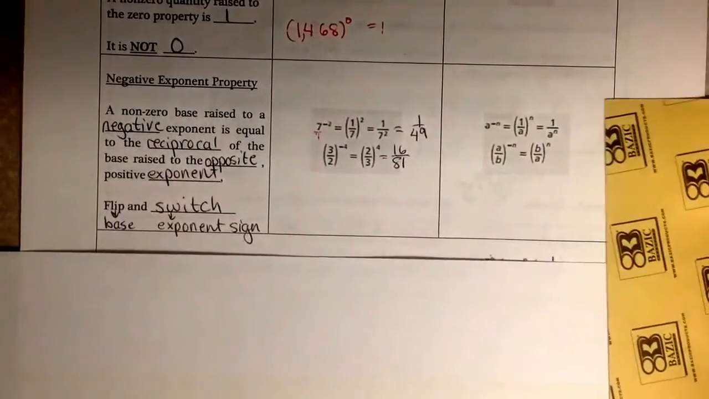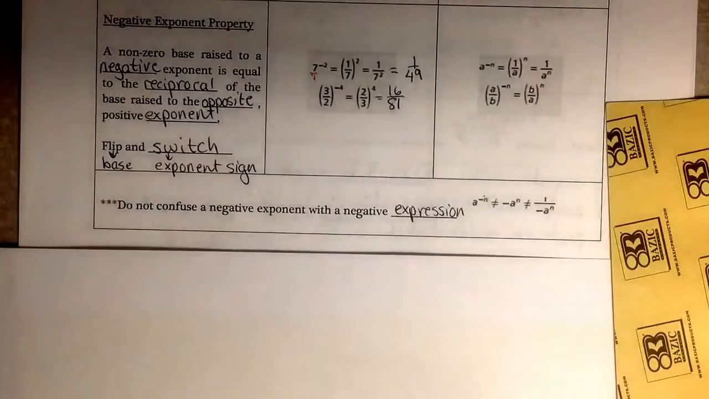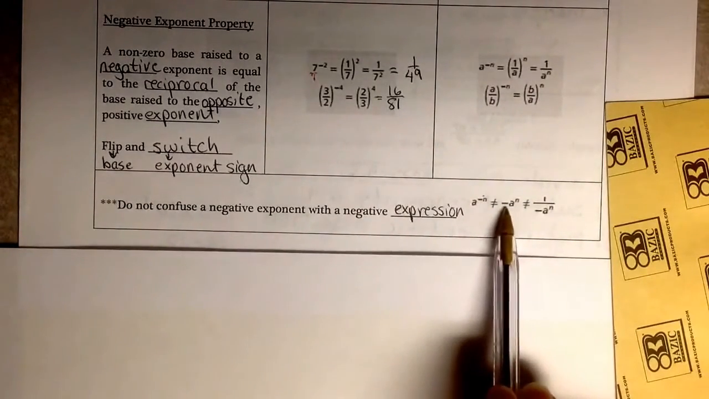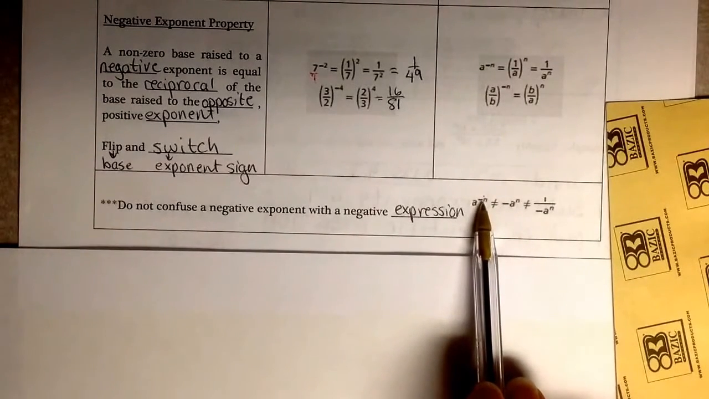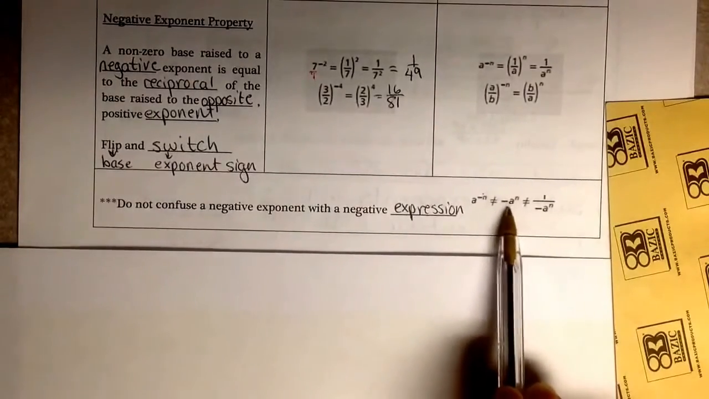All right, so here it's written out algebraically. Do not confuse a negative exponent with a negative expression, however. Here we have a negative exponent. Here, this is an expression, so you cannot move the negative on an exponent out in front of the base. Those are not the same thing.